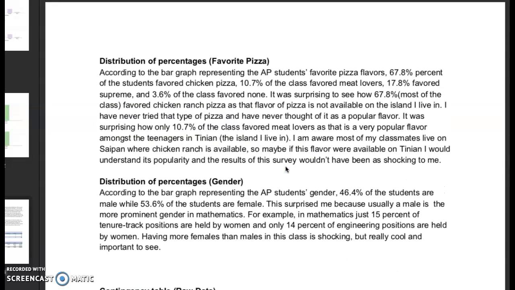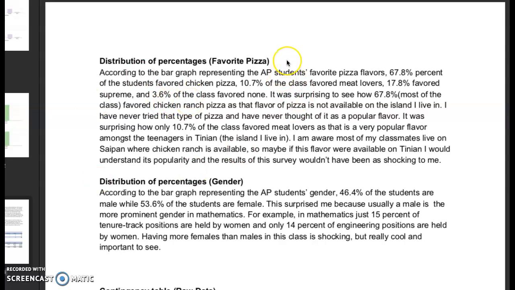So now I'll be going over my analysis of the distribution of percentages, the first one for favorite pizza. According to the bar graph representing the AP students' favorite pizza flavors, 67.8% of the students favored chicken pizza, 10.7% favored Meat Lovers, 17.8% Supreme, and only 3.6% favored none of the flavors.